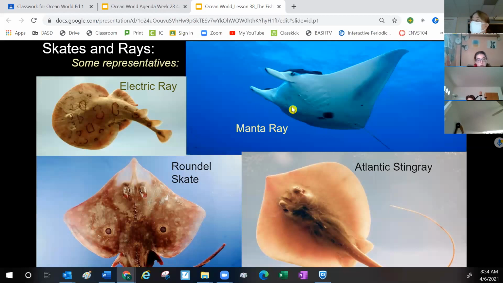So the manta ray, which you'll see in the upper right, is the largest of the rays, and it can actually have a wingspan, they call it, from tip to tip of 7 meters. There's about 3 feet in a meter, so that's 21 feet across.